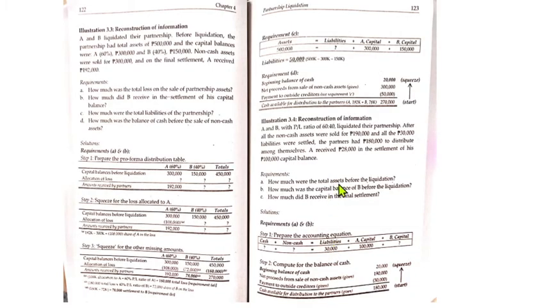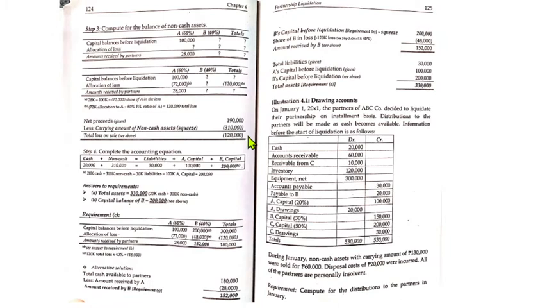How much were the total assets before liquidation? Total assets. The total assets comprise of the cash and the non-cash items. Yung cash mo ay 20,000, na-compute natin kanina yan at step 2. 20,000 plus yung na-compute mo ngayon na 310,000 na carrying amount ng non-cash assets. Therefore, your answer for item A is 330,000.